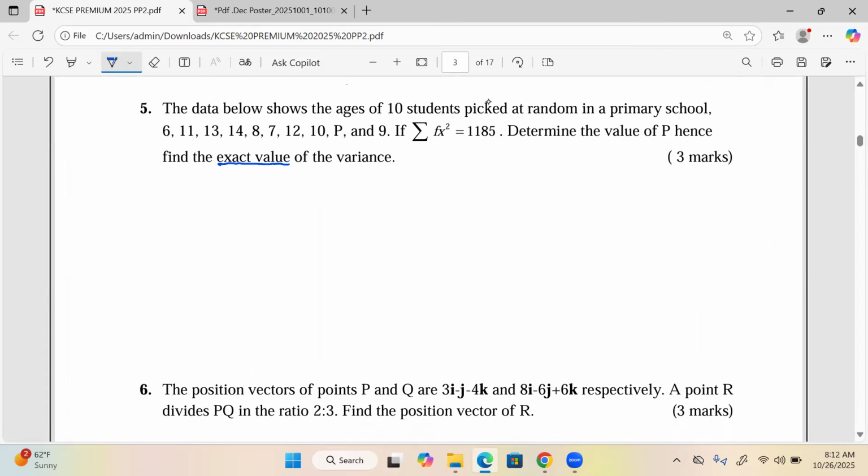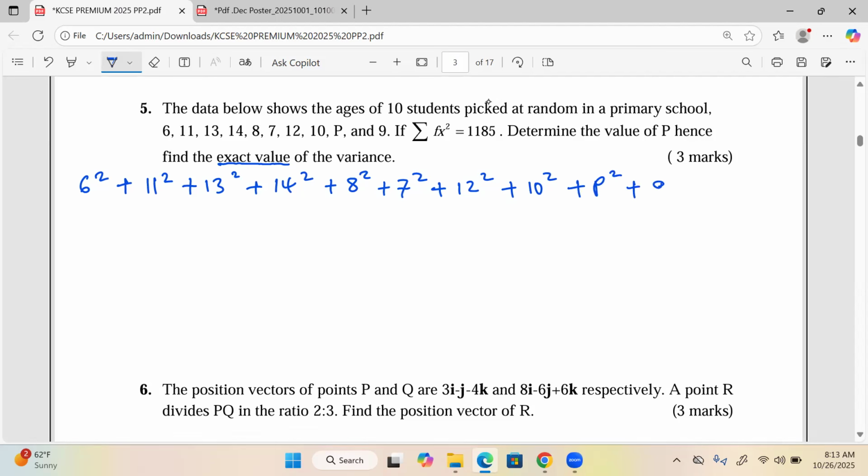Now, the data is here. X is usually the values, the data itself, either midpoints, or if the data is not grouped, the values themselves. Like in this case, we need to know that 6 squared plus, that's why we have this symbol, which means summation of. We have only one 6. Then we go to 11 squared plus 13 squared plus 14 squared plus 8 squared plus 7 squared plus 12 squared plus 10 squared plus p squared plus 9 squared.